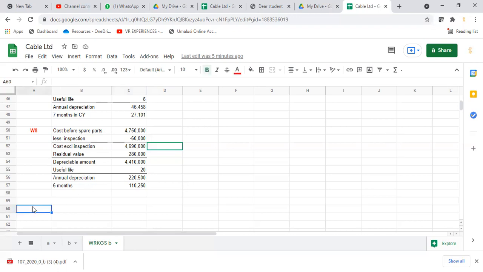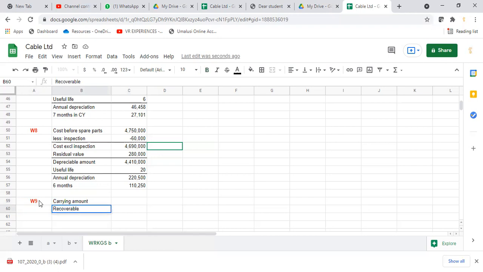So when we do an impairment test, this is how I think through it. An impairment test means I must compare carrying amount to recoverable amount. So I'll compare carrying amount to recoverable amount.